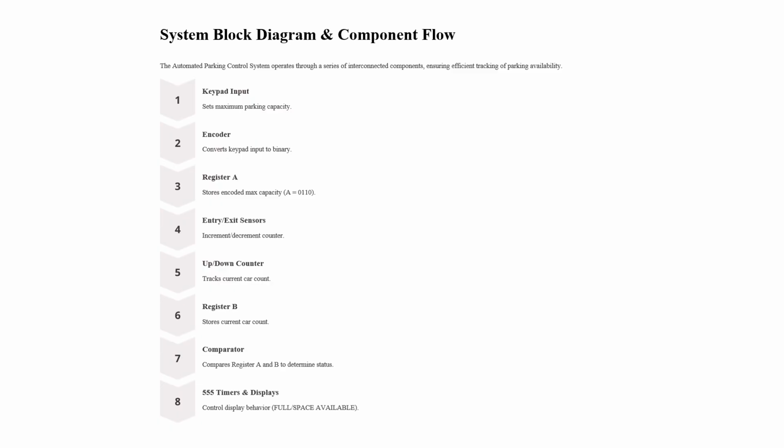Entry and exit sensors detect cars. The up down counter counts the cars. The register B stores the current number of cars. The comparator compares the register A and B. Finally, the 555 timer controls the display.